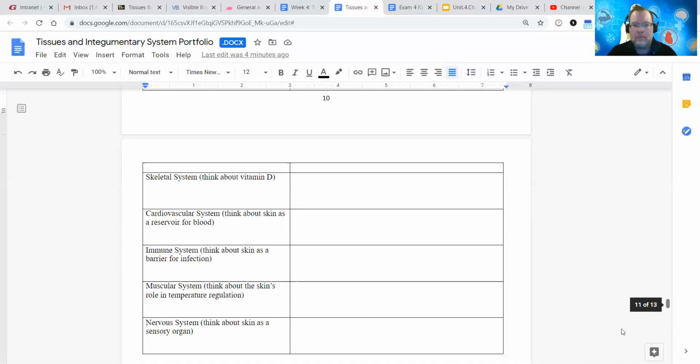And again, I'm trying to put a couple of clues in here for you too. Think about vitamin D when you're thinking about the skeletal system. If we're not getting UV from the sun and the skin is dysfunctional, or the melanocytes are non-responsive to UV, that can affect vitamin D synthesis, which can then affect our ability to absorb calcium and store calcium in our skeletal system.